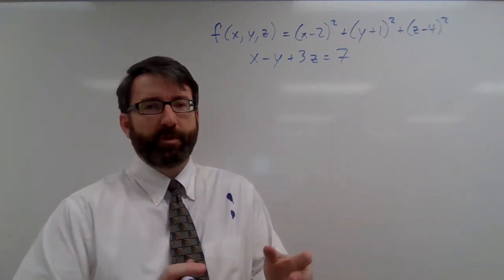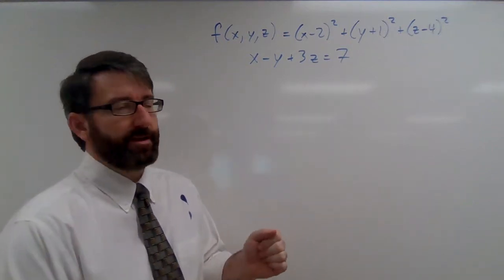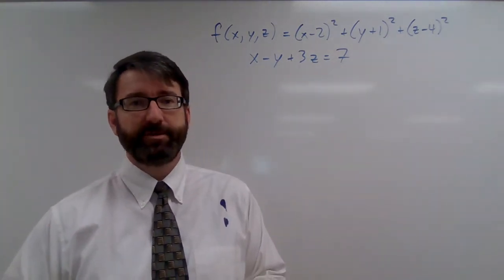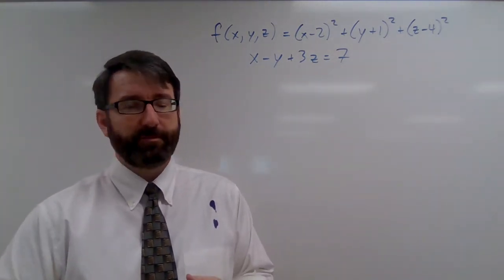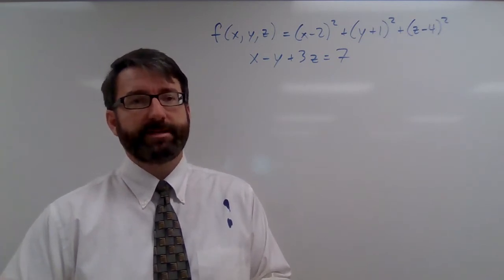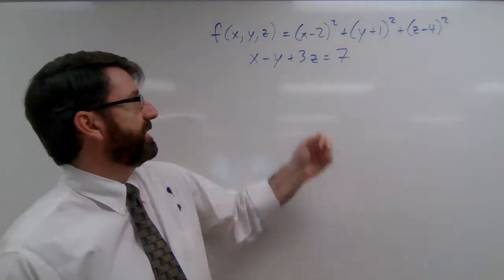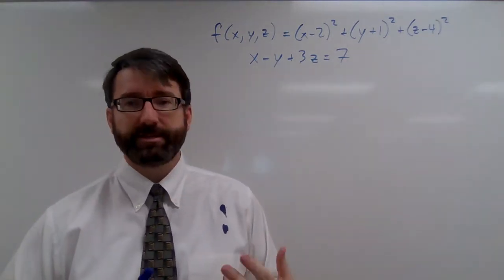All right, for this problem, we're going to find the extreme values of the function f of x, y, z equals (x minus 2) squared plus (y plus 1) squared plus (z minus 4) squared, subject to the constraint x minus y plus 3z equals 7.